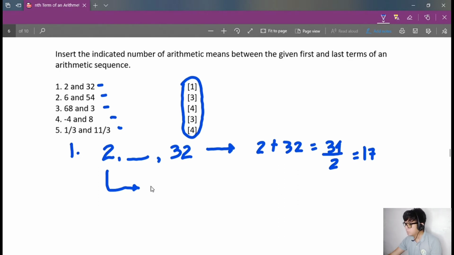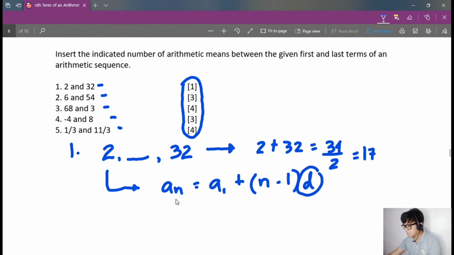But we know the first and the last term. So, pwede natin gamitan ng formula. A sub n is equal to a sub 1 plus n minus 1 times d. So, ang hinahanap natin, ito yung missing. Meron man tayong n term which is 32, yung last term natin. A sub 1 is 2. Yung n natin, ilan lahat yung terms. So, meron tayong tatlong terms. So, pwede nating magamit si formula para makuha si common difference.